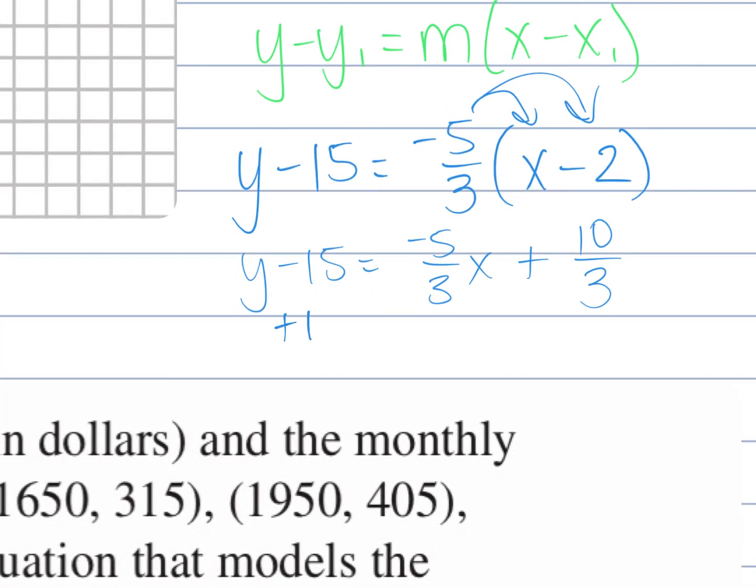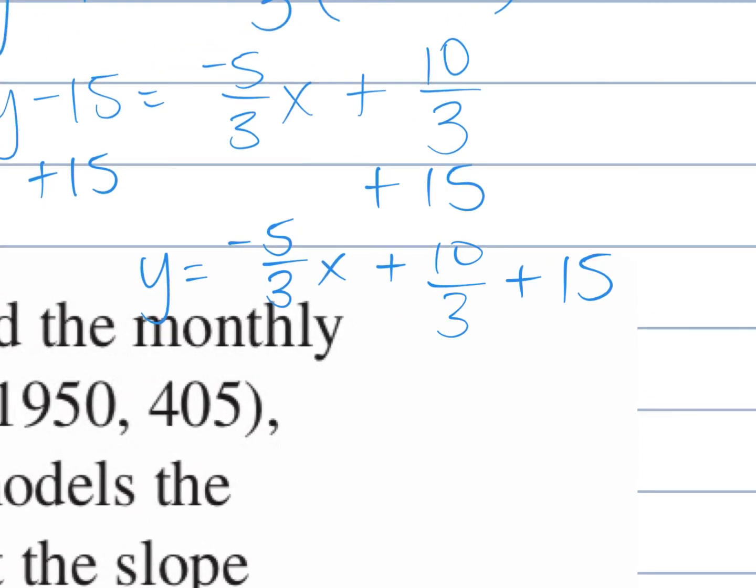Add 15 to both sides. So I'm going to get y equals negative 5 over 3x plus 10 over 3 plus 15. What do I still need to do? Natalie? You still need to add the 15 to the 10 over 3 by making 15 into 15 over 1. Good. And then you add them together to get 25.